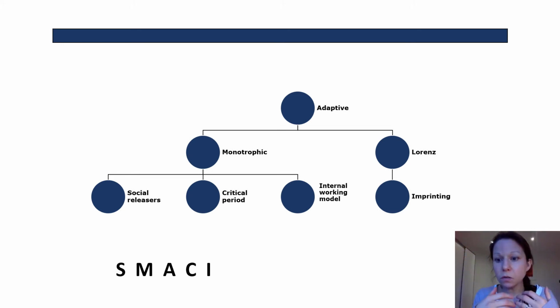And if I was using SMACI as a little memory prompt in an exam question, I would write it in my margin in that order, because that's how I've remembered it. But I would probably start my answer by talking about how attachment is an adaptation and setting the scene of the evolutionary ideas. So words like innate and adaptation and survival would be coming in there. And you'll see that in a minute.